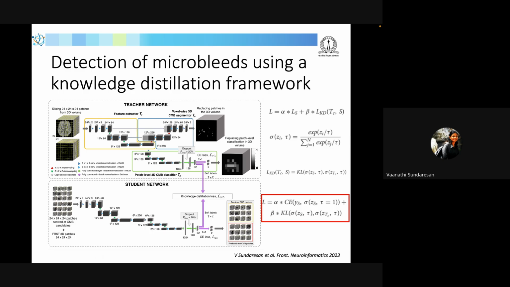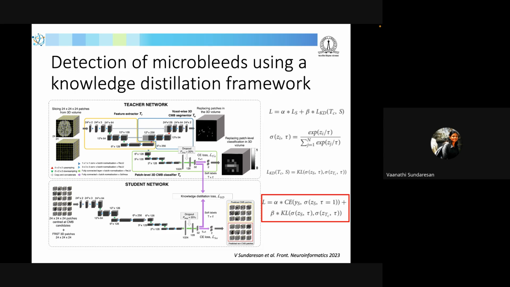It is useful because you are training the teacher to do two different tasks. So you are not only saying, okay, this is where the microbleed is, you are also saying this patch, I think, might have more chance to contain a microbleed. So there are two tasks happening, and this feature extractor you see in the yellow box is being affected by both of these tasks. One is the segmenter and another is the classifier.